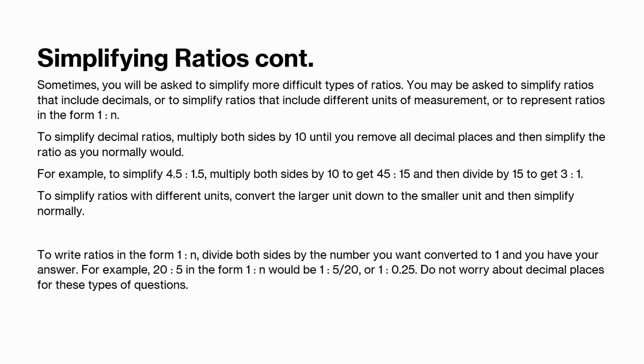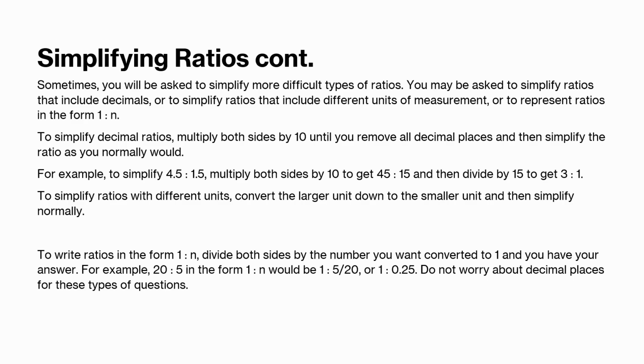To simplify ratios with different units, convert the larger unit down to the smaller unit and then simplify normally. So if you have meters to centimeters, you convert it from meters to centimeters, and then you do the ratio between both centimeter measurements.